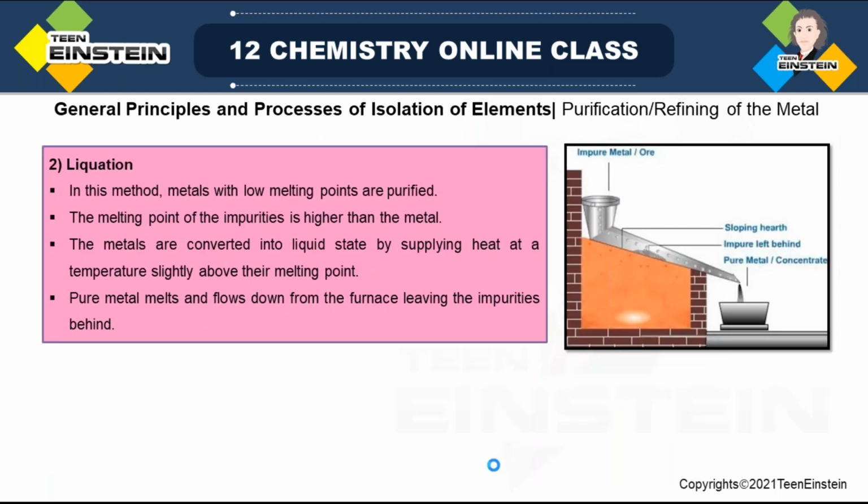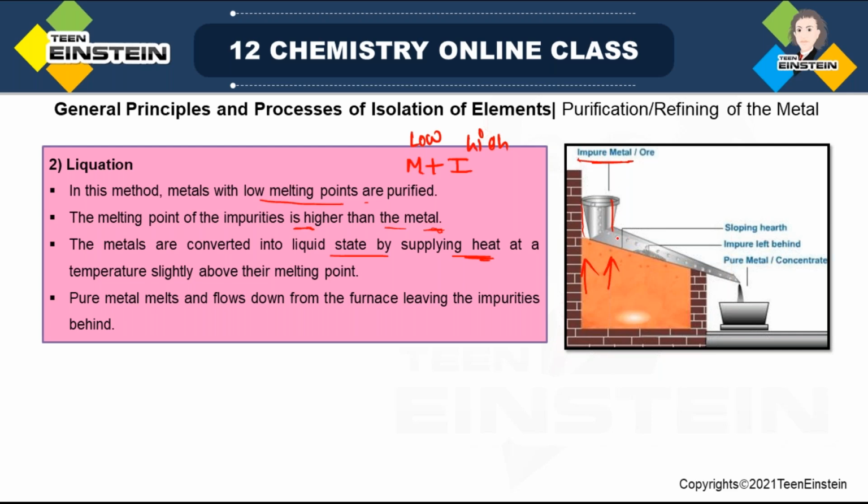Next method is liquefaction. In liquefaction, metals with low melting points are purified. So you can use this method only for metals where melting points are low. The melting point of the impurities must be higher than the metal. So you have metal, you also have impurity. I for impurity, this has a low melting point, this has a high melting point. You have taken this impure metal in this container. First, the metals are converted into liquid state by supplying heat. So here heat is supplied. So as a result, what will happen?